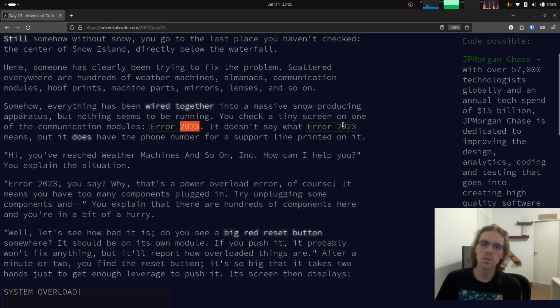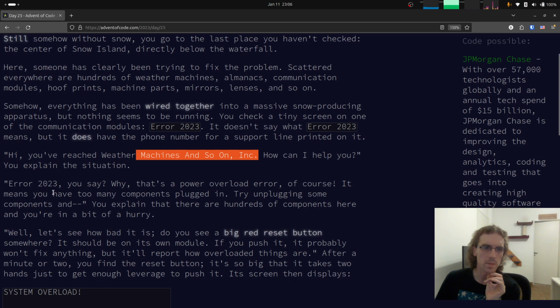It doesn't say what error 2023 means, but it does have the phone number for a support line printed on it. Hi, you've just reached Weather Machines and So On Incorporated. And so on. Who is this, like Slavoj Žižek? But is this an acronym? WMASO. Who Maso? I don't know if this is a Masoi. If this is a joke, I'm not getting it. How can I help you?